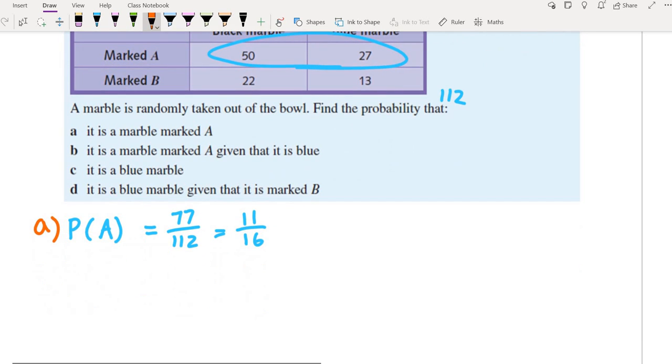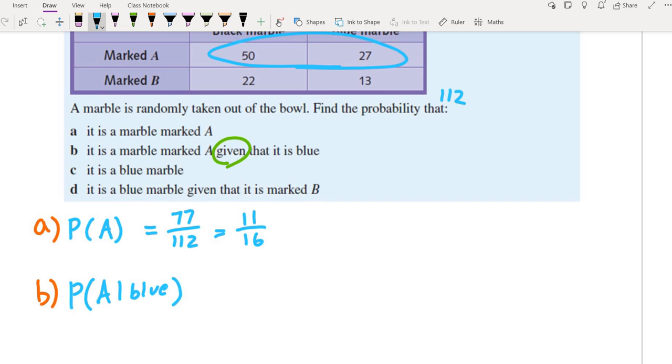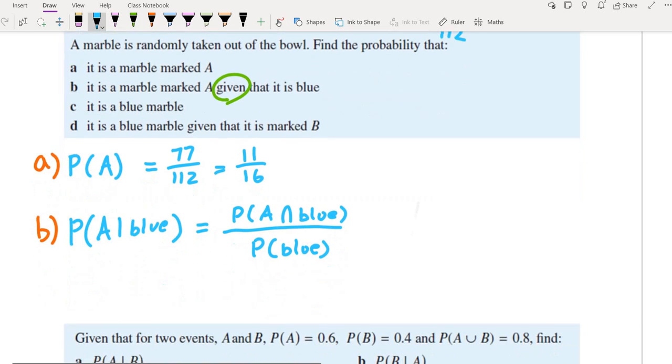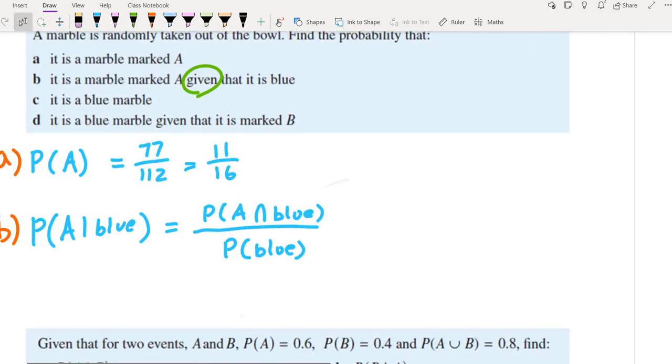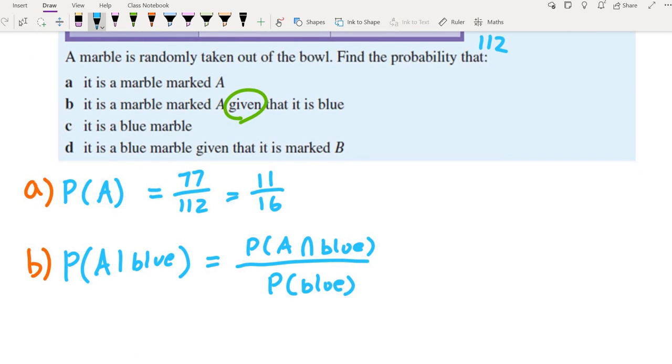Actually, it will be over here. Might need a bit more space because it is a conditional probability, because we got given here, marked A given that it is blue. So let's write marked A given that it's blue. To do this, we need the probability of A intersection blue over probability of blue. Running out of space here, gotta be conscious of the space.